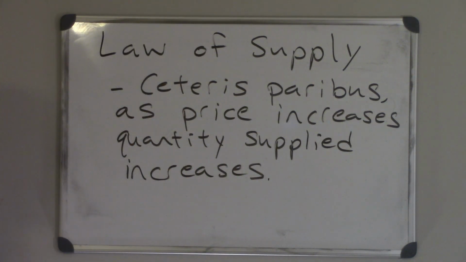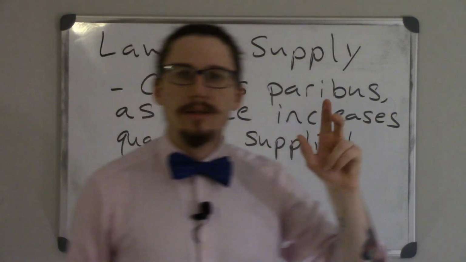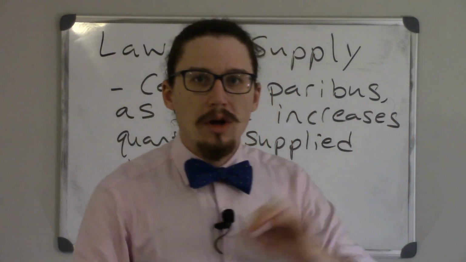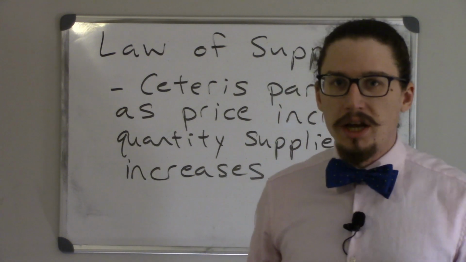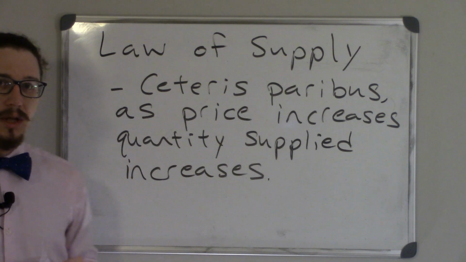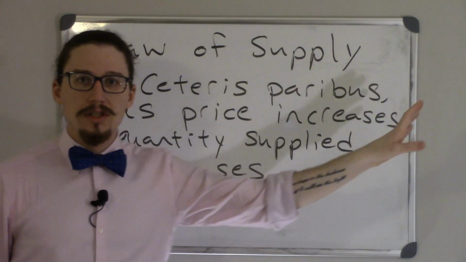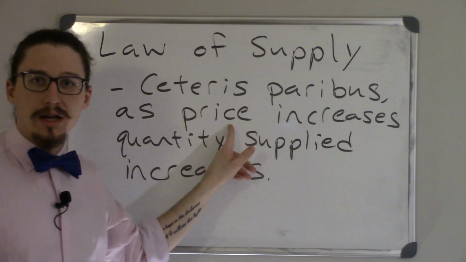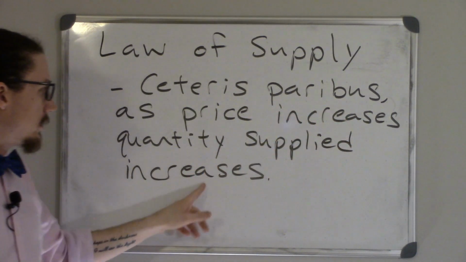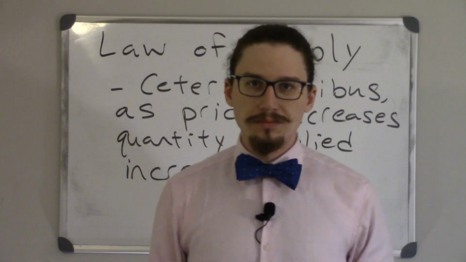Just like we have a law of demand, we also have a law of supply. The law of supply states that ceteris paribus, which is Latin for all else equal, meaning nothing else is changing, as price increases, quantity supplied increases. The only thing that's changing is the price. If the price of a good increases, the quantity supplied of that good is also going to increase.